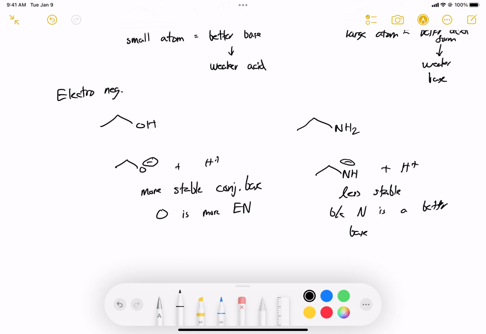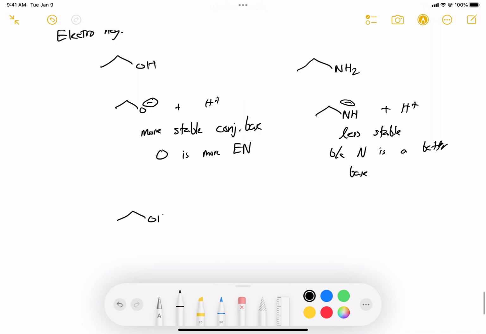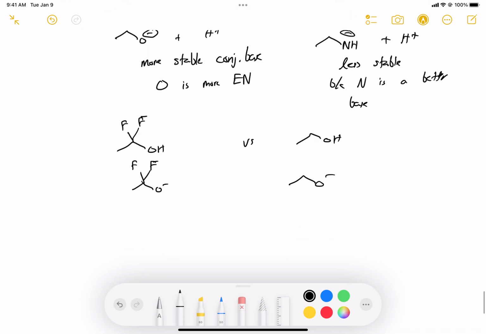Now let's talk about another thing you could consider for electronegativity, which is this molecule. We have something like this versus this. These have more electronegative atoms, 4 in here, so this ion is going to be much more stable than this one because of the 4 atoms. This one has no electronegative atoms near the charge, whereas this one has very electronegative atoms near the negative charge. So it's going to be more stable.